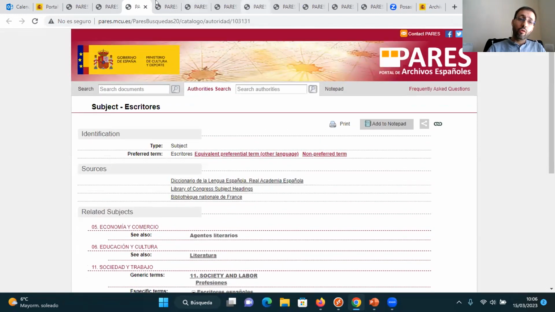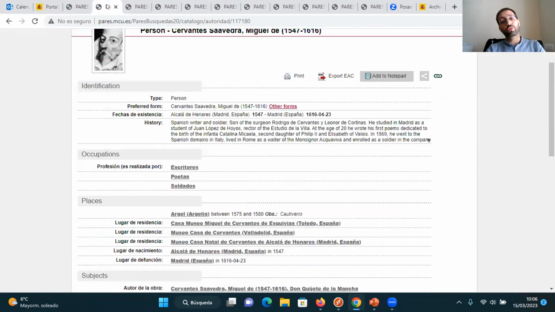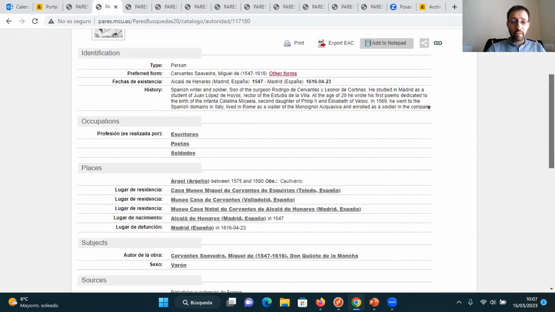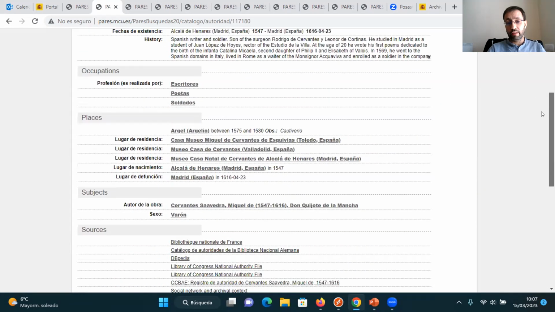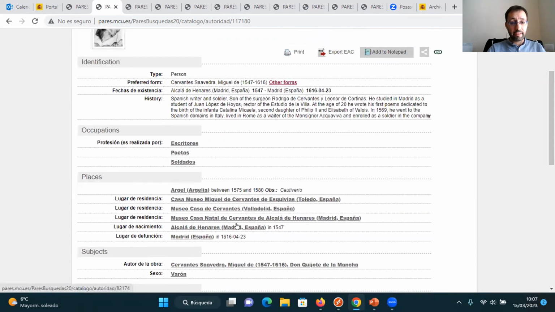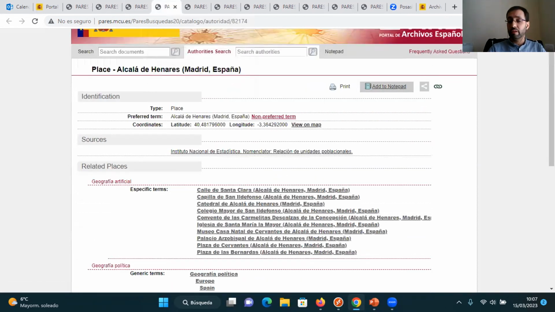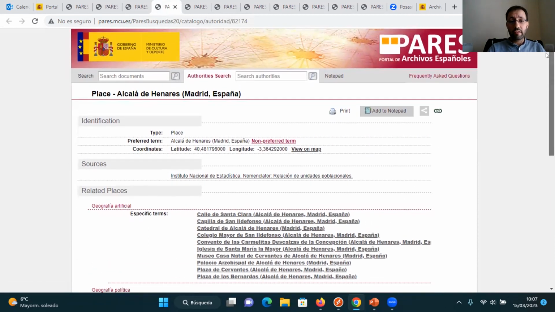If we go to Miguel de Cervantes Saavedra, we can see that he is related to other entities, for example, a place. Alcalá de Henares is his birthplace. We can click this link and see the information, the description of this place entity in Pares.